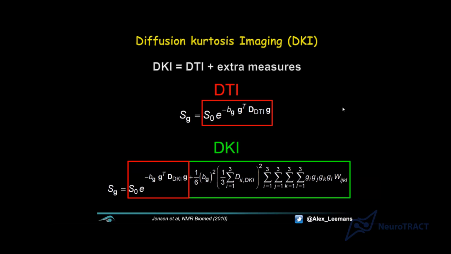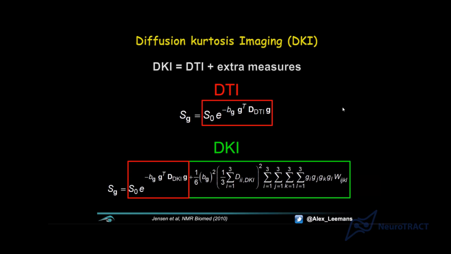So what does that do? In addition to the Gaussian part as described by the tensor model, we would now also be able to describe the non-Gaussian part of the diffusion process. Kurtosis is a word used in statistics to describe the excess of non-Gaussianity.